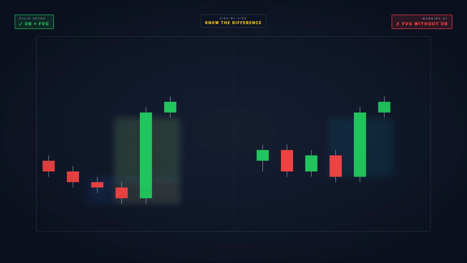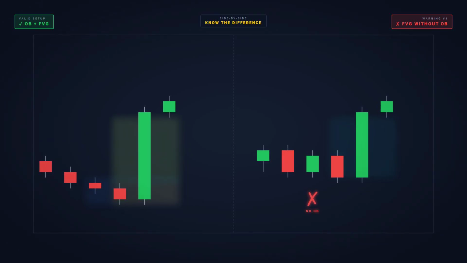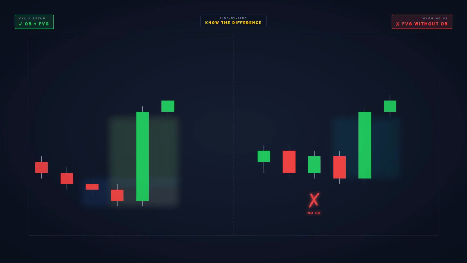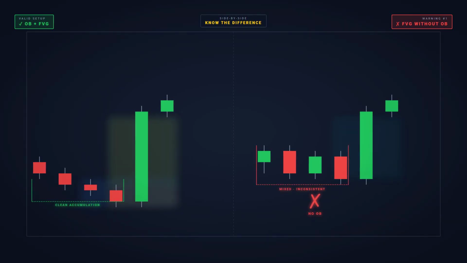The first warning sign is a fair value gap that formed without a genuine order block beneath it. This happens when price moves impulsively upward, but the candles before the impulse don't have the character of institutional accumulation. Instead of a sequence of contained bearish candles, the patient, deliberate absorption that marks an actual order block, the candles before the impulse are mixed, choppy, inconsistent. A little up, a little down, no clear direction.